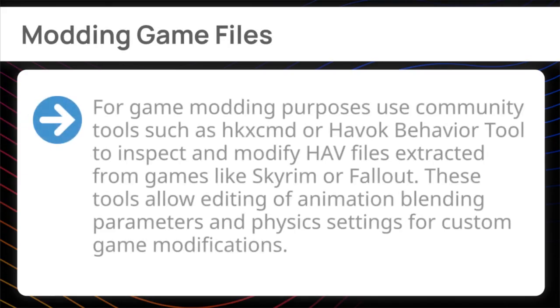Finally, modding game files. For game modding purposes, use community tools such as HKXCMD or Havok Behavior Tool to inspect and modify HAV files, extracted from games like Skyrim or Fallout. These tools allow editing of animation blending parameters and physics settings for custom game modifications.